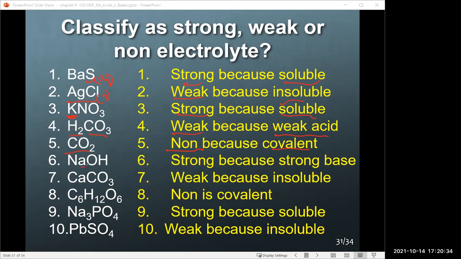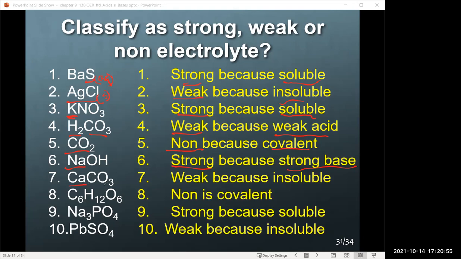Number 6, sodium. Don't need to go any further. It could be sodium anything. Just by the fact that it is sodium, plus the fact that we told you it is a strong base, makes for a strong electrolyte, okay?